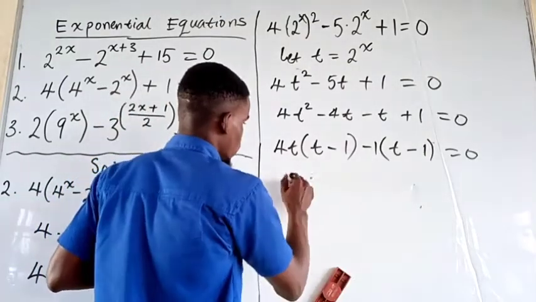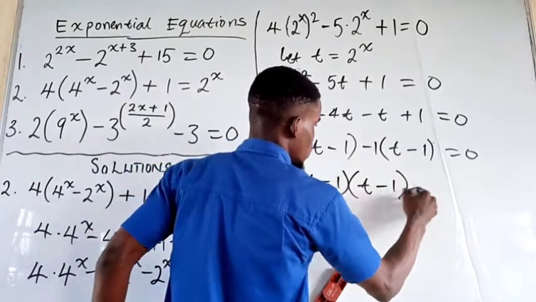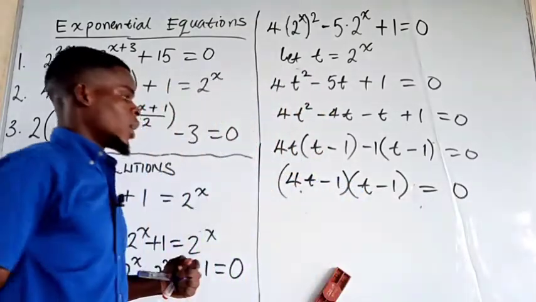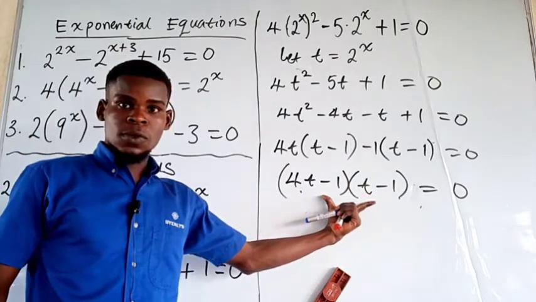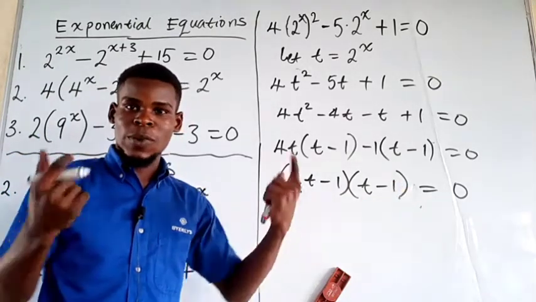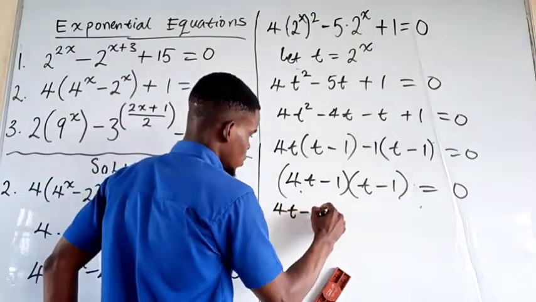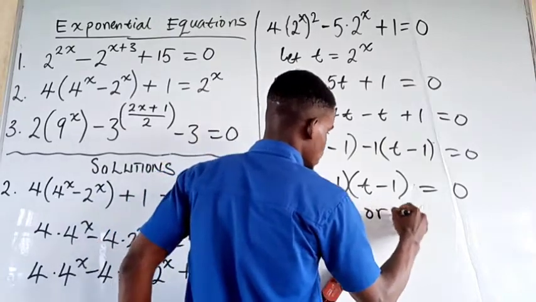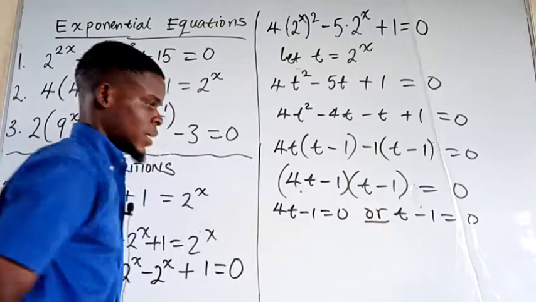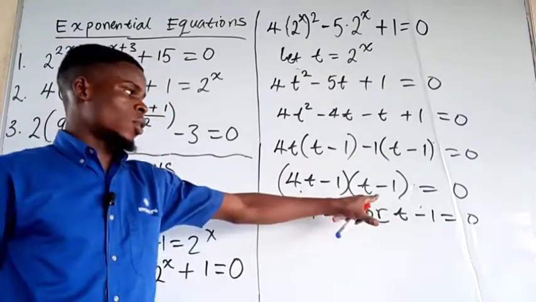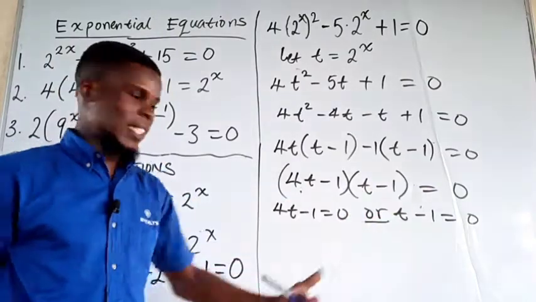We will have 4t minus 1. Then we factorize the bracket, t minus 1 equals to 0. So here we see that the product of two terms is giving us 0. At least one of them is 0, as always. So we equate 4t minus 1 to 0, and we also equate t minus 1 to 0. So it is an OR statement. That OR means either this one or this one. It can also mean both of them, but there's no point writing it again.